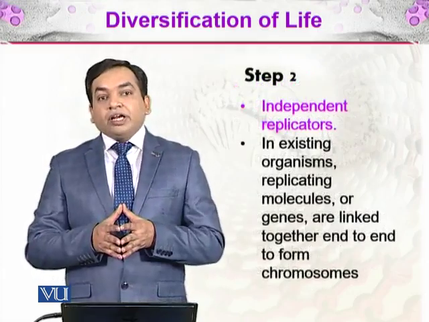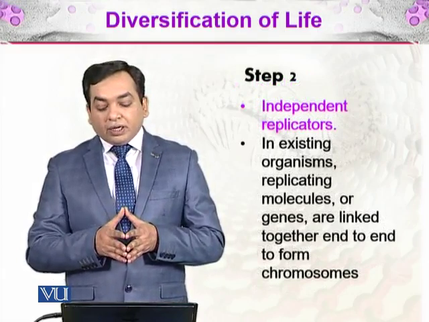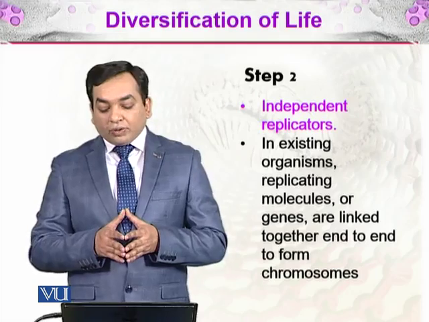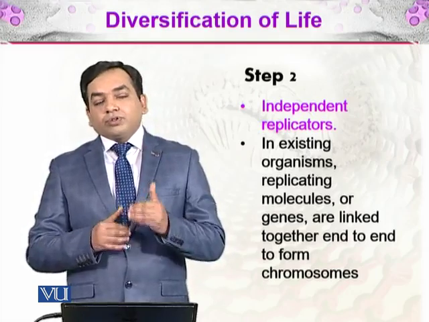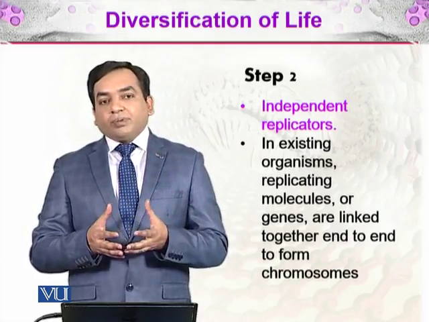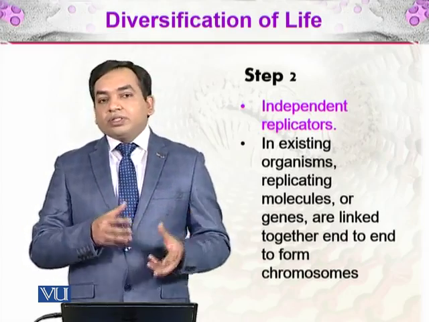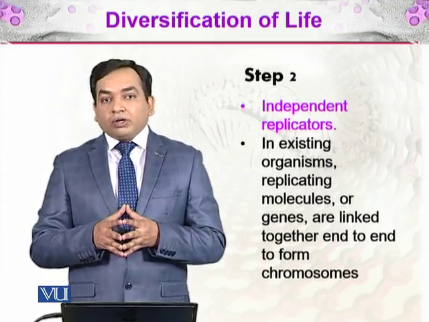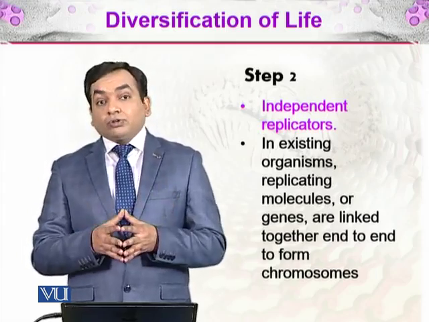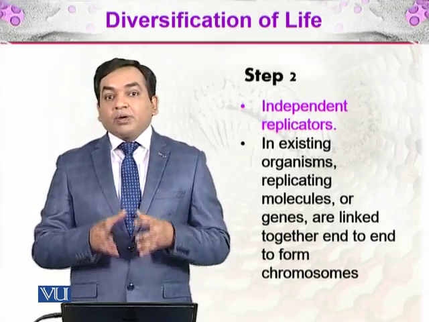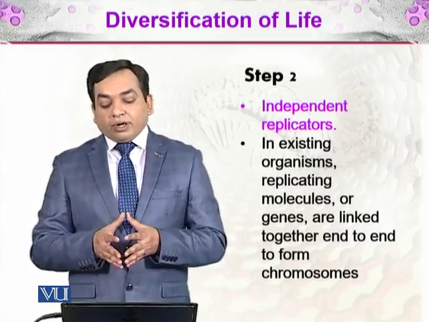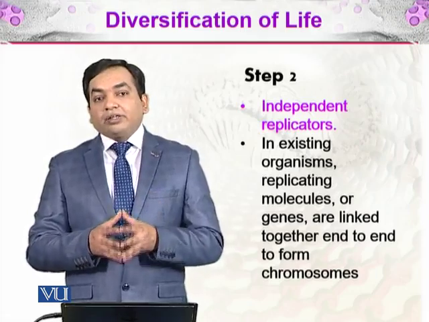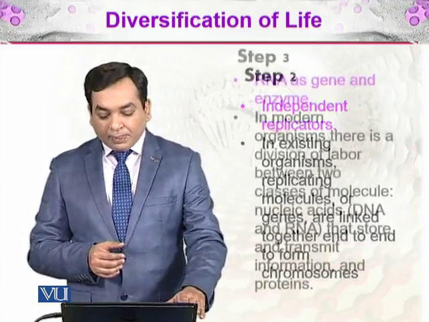And then there are the independent replicators. In existing organisms, replicating molecules or genes are linked together end to end to form chromosomes. So there are some independent replicators as well. Earlier, molecules combined together and replicated, but here there were some organisms. We are not sure to call them organisms yet, but there were some entities. They were independent replicators. That means they could replicate themselves independently.